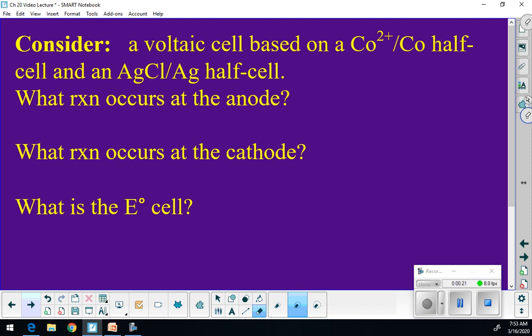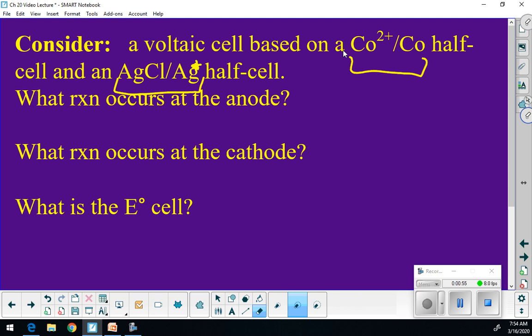I have a voltaic cell. If I have a voltaic cell, that means what? That means that it is a spontaneous process, which means my standard cell potential must be positive. So then, I've got two possibilities. I have cobalt going to cobalt 2, or I have silver chloride going to silver.